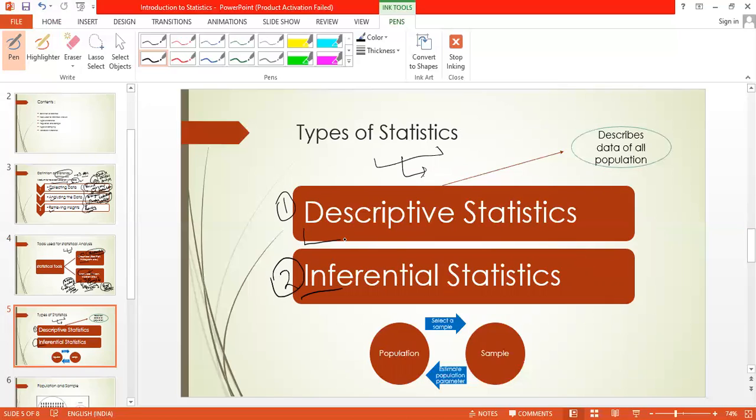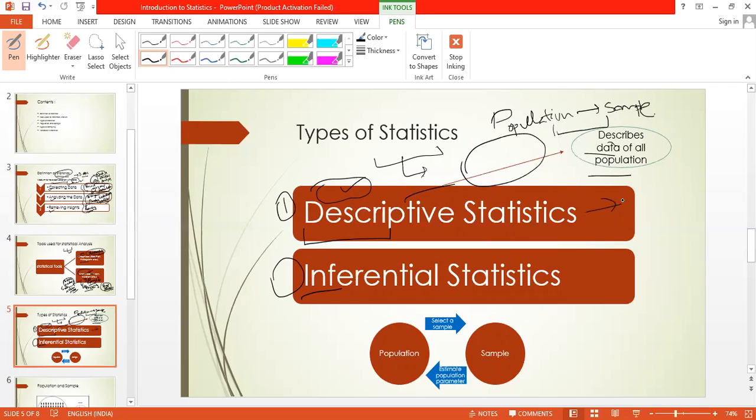Descriptive statistics, from the name itself we can see it's describing the complete data. Complete data means, there are two terms we mainly use in statistics. Throughout the statistics we use these two terms. One is population, another one is sample. In my next slide I'll show you what the population is and what the samples are. If you see the definition of descriptive statistics, it will describe the data of all the population.